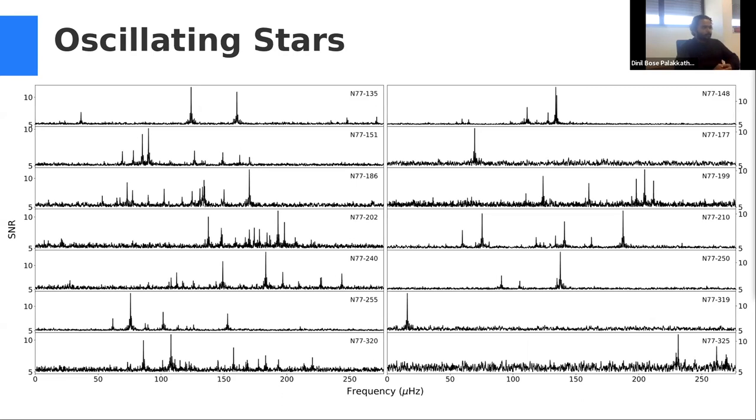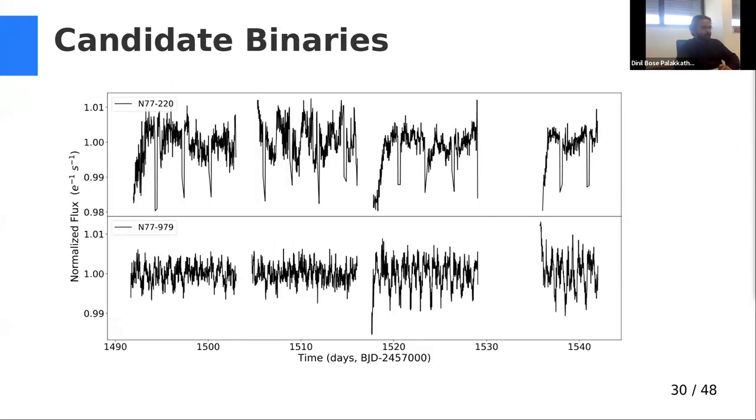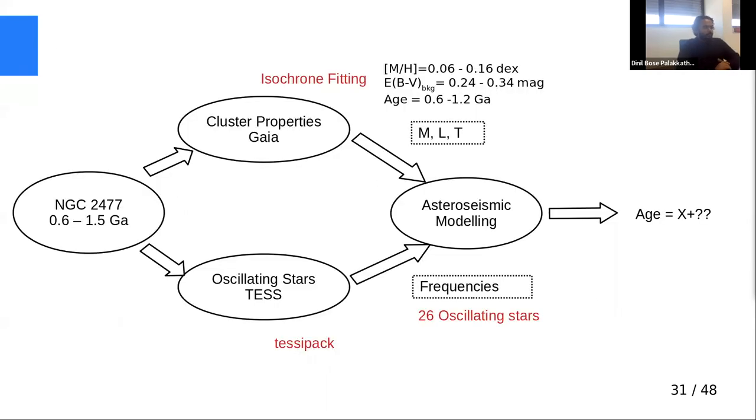Now here I am showing the periodograms of a lot of oscillating stars in the cluster, around 15 oscillating stars. As you can see, there are different types of oscillating stars in the cluster. Now here in this diagram, I am showing a candidate binary star which we found in the cluster.